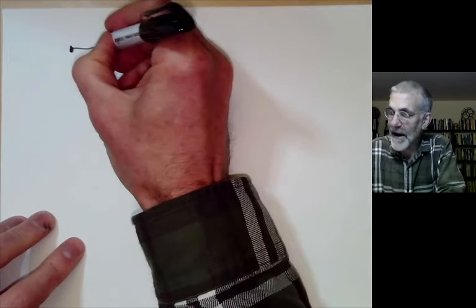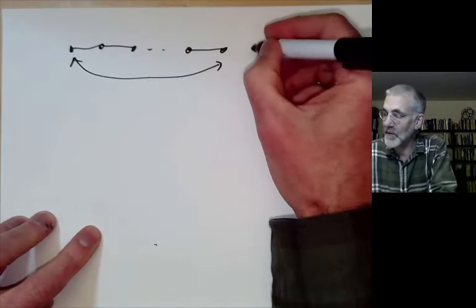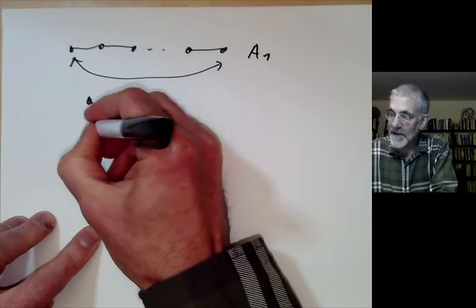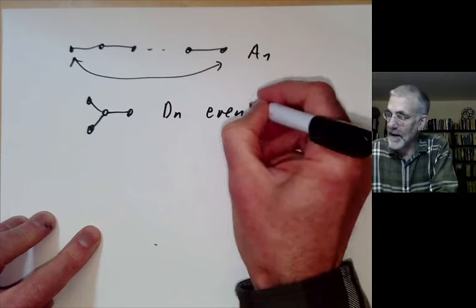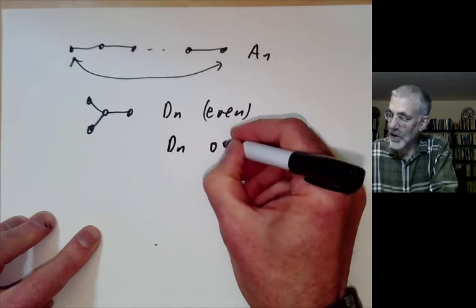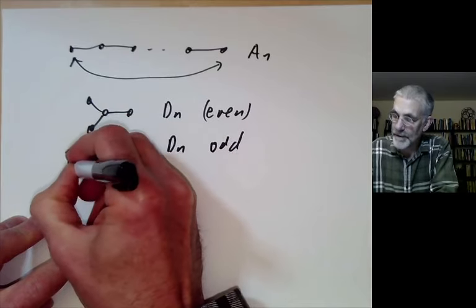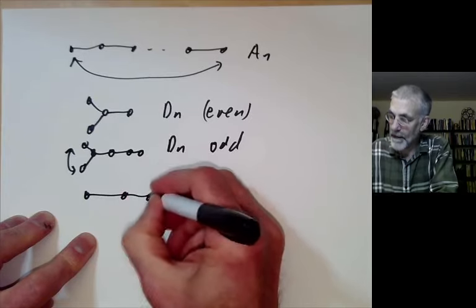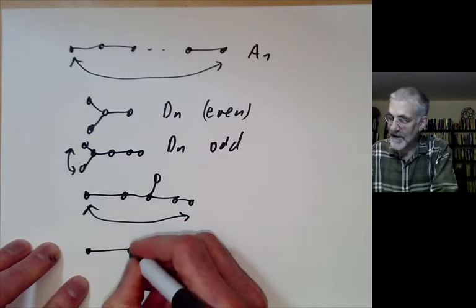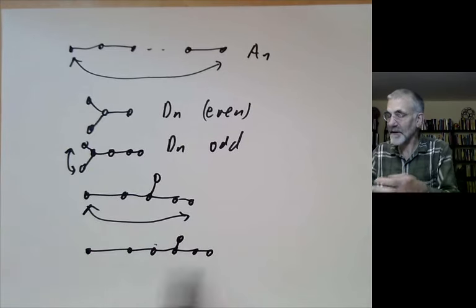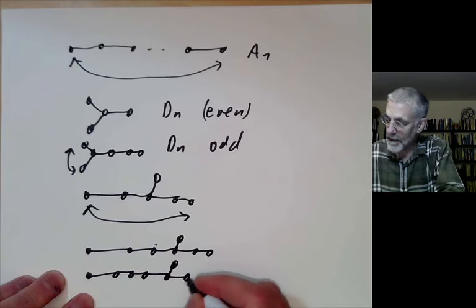If you take An, then the opposition involution just does the obvious thing, so it's non-trivial unless n equals 1. If you look at Dn, it's a bit subtle. It depends on whether n is odd or even. So for Dn with n even, it does nothing. For Dn with n odd, it flips these two vectors here. And for E6, it flips the two endpoints. And for E7, it does nothing. It can't do anything because E7 has a trivial automorphism group. And for E8, it does nothing.